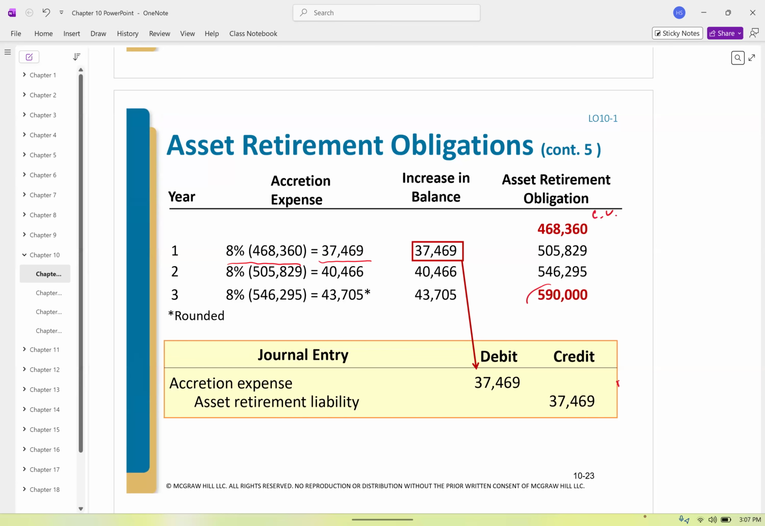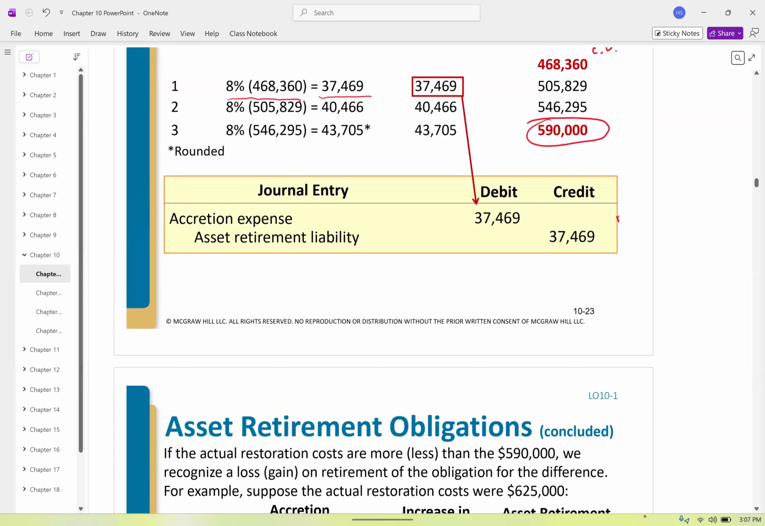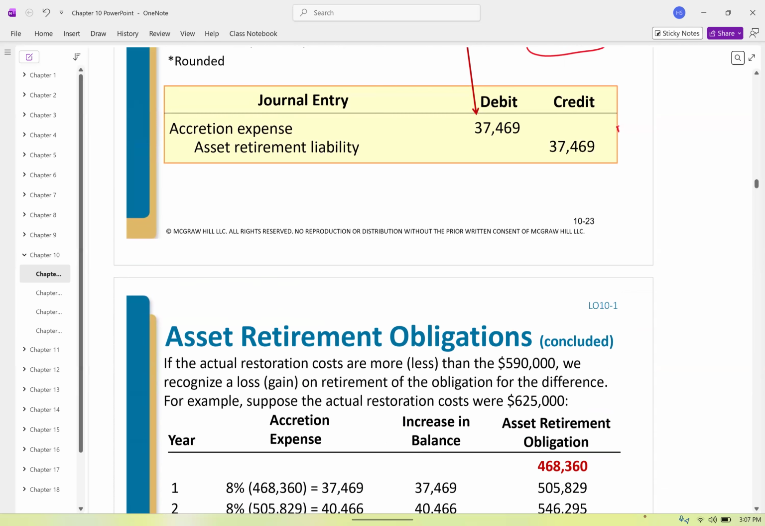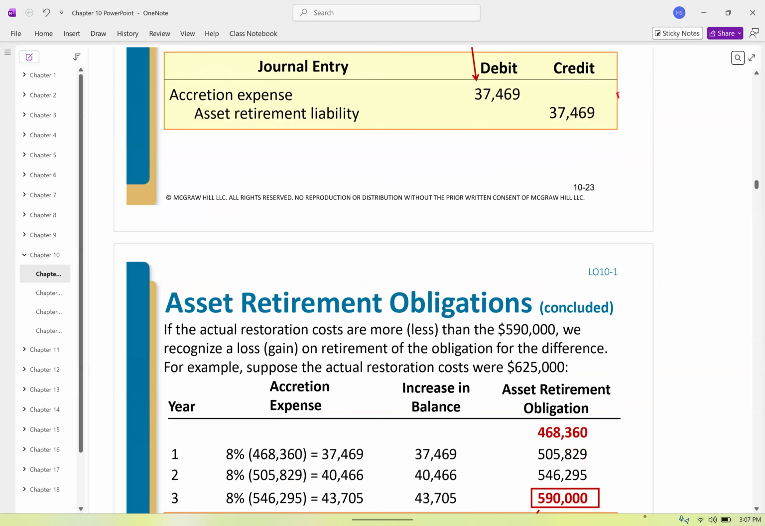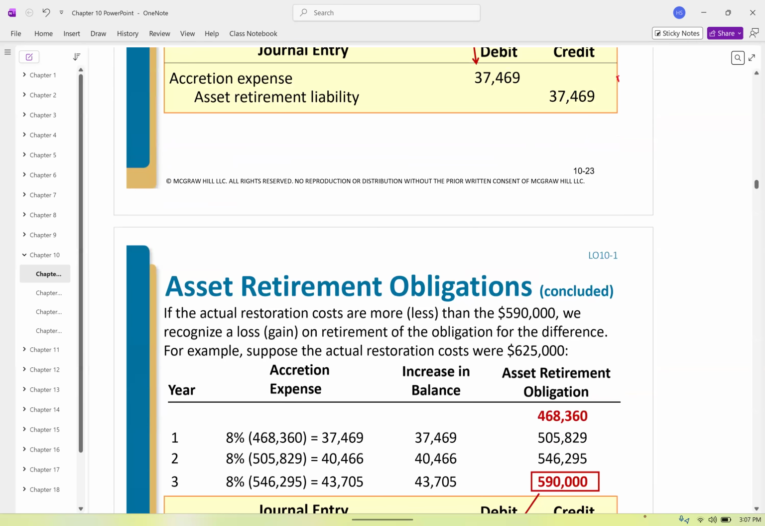And when we get done, that asset retirement obligation will have $590,000 that we are going to have to pay. So you can see we got that. Then we're going to come down here. It says if the actual restoration costs are more or less than the 590,000, we'll recognize a gain or loss on the retirement of the obligation for the difference.